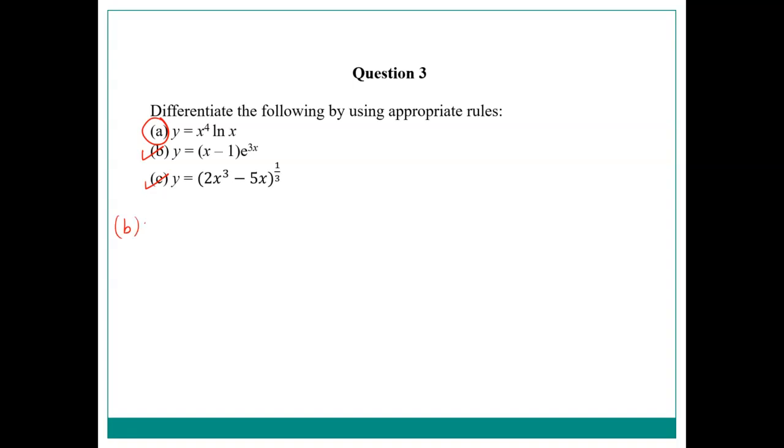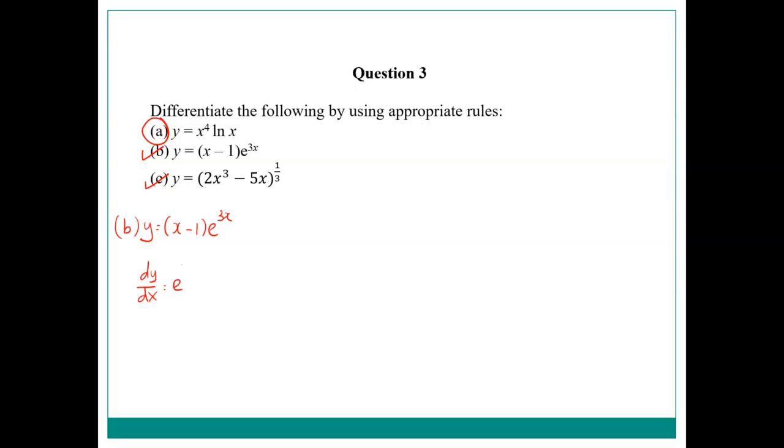Question B, I have y equal to x minus 1 e power 3x. So by right, you should already know I must apply product rule to differentiate this function, right? Because I see a function multiply with another function. I must apply product rule. And this is my u, this is my v. So very quickly, if you are already familiar with the product rule, no need to write down u, v, u prime, v prime. We can straight away apply them into the product rule.